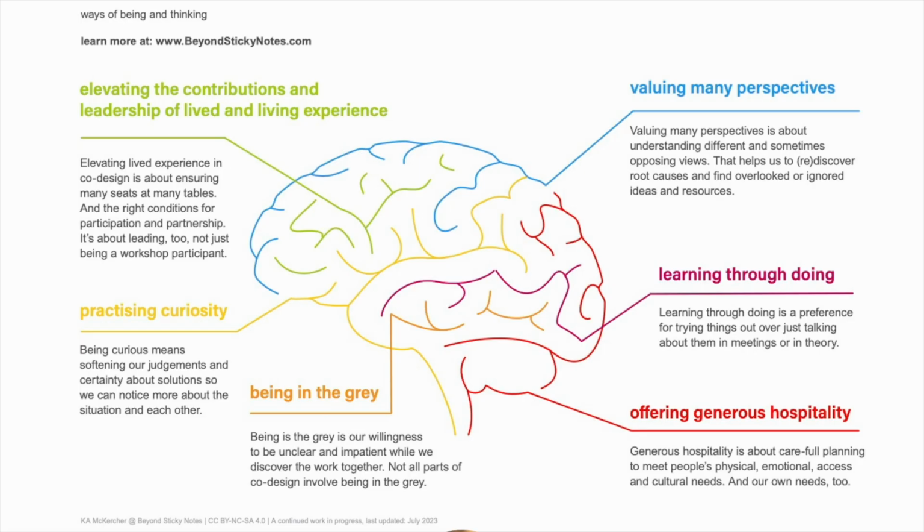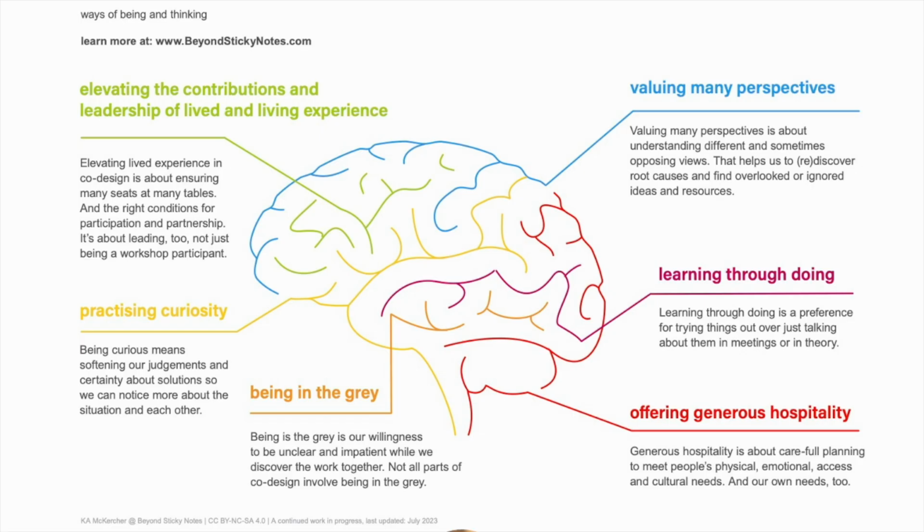Fourthly, valuing many perspectives, so incorporating differing and opposing views. Folks, disagreement is not always bad. It can be really generative as we're working on things. Also really important is learning through doing. In the design world, you may hear this referred to as a bias towards action. So learning through doing is kind of baked into the DDBT process, particularly the design, build, iterative cycle there.